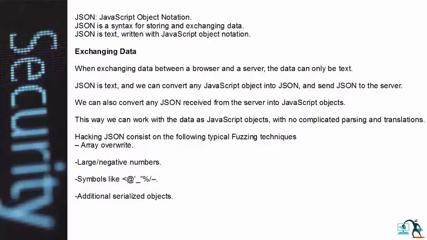When exchanging data between a browser and a server, the data can only be text. JSON is text, and we can convert any JavaScript object into JSON and send JSON to the server. We can also convert any JSON received from the server into JavaScript objects. This way we can work with the data as JavaScript objects with no complicated parsing and translation. Hacking JSON consists of the following typical fuzzing techniques: array override, large or negative numbers, symbols like these, and additional serialized objects. Now let's start the practical on XSS Reflected JSON.